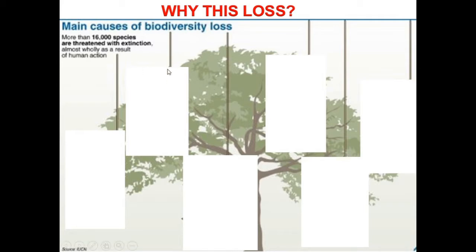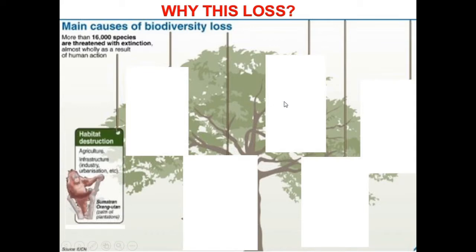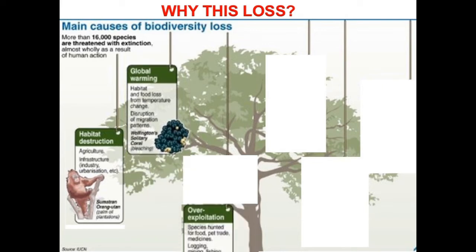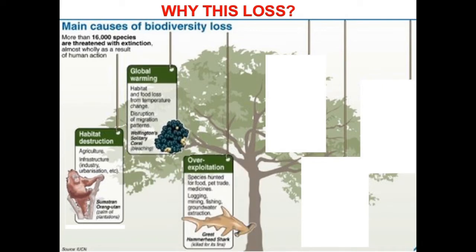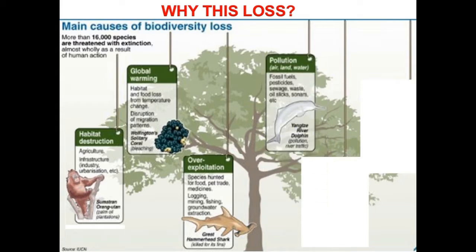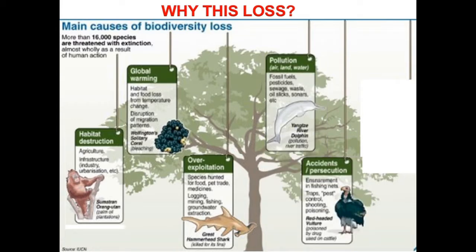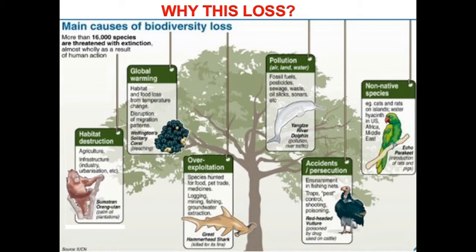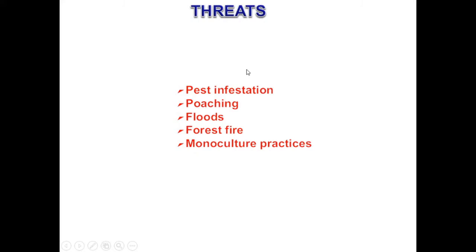There are a few main causes of this biodiversity loss. The first one is habitat destruction. The second one is global warming. Third one, over exploitation, then pollution, then accidents or persecutions, then non-native species. So we cannot say these are the only reasons for the loss of biodiversity. There are so many reasons, but these are the main causes of biodiversity loss.